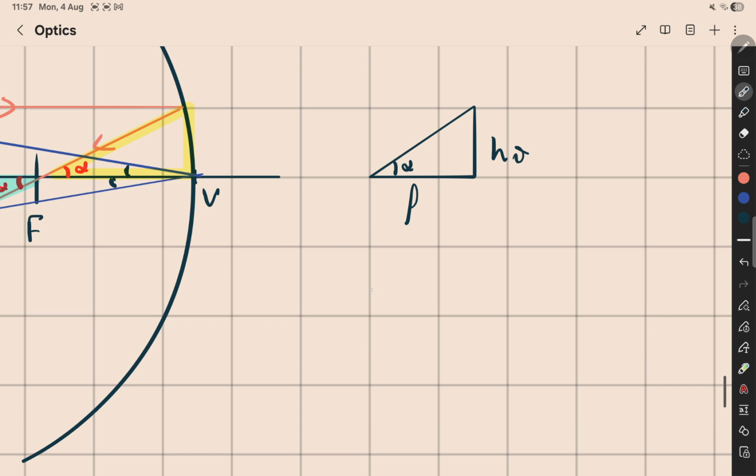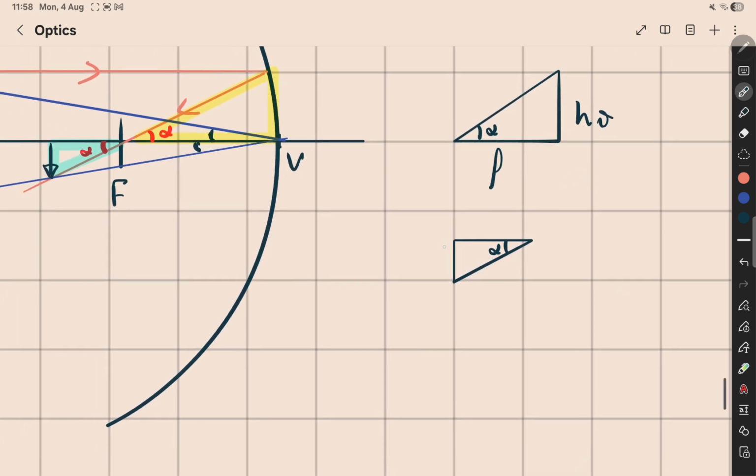The second one is a triangle that is like this. I'm not drawing them up to perfect scale, just so we can get a hang of it. We have this angle here, which is also alpha. This side here is exactly the same as this side here, so it's the height of the image. Now, it's a little bit more complicated because we want this side here. But how can we calculate this side here?